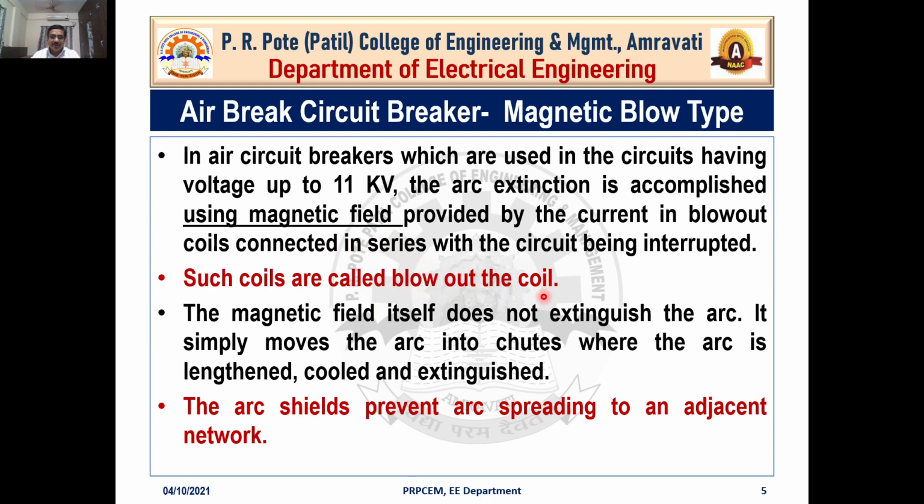This magnetic field itself is not directly responsible for extinguishing the arc inside the circuit breaker, but it indirectly helps move the arc into the arc chutes, where the arc is lengthened and cooled, and finally it can be extinguished at the natural current zero. Okay. Here the arc shields in the arc chutes restrict the arc from spreading to the adjacent network.